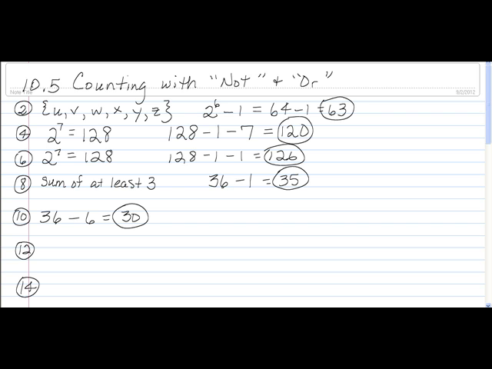A non-face card. Okay, we have 52 cards. The face cards are Jack, Queen, and King. And so we have 3 face cards per suit times hearts, clubs, diamonds, and spades. 12 face cards in all. So that means we have 40 cards that are non-face cards.